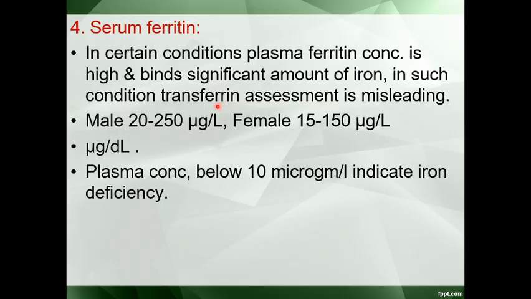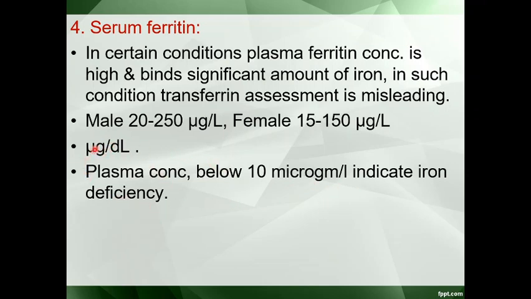Serum ferritin. In certain conditions, plasma ferritin concentration is high. What is ferritin? The storage form of iron, and it binds a significant amount of iron. In such conditions, transferrin assessment is misleading. In males, it is 20 to 250 microgram per liter. In females, it is 15 to 150 microgram per liter. Plasma concentration below 10 microgram per liter indicates iron deficiency.